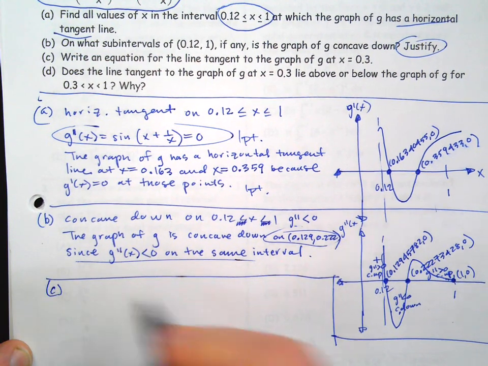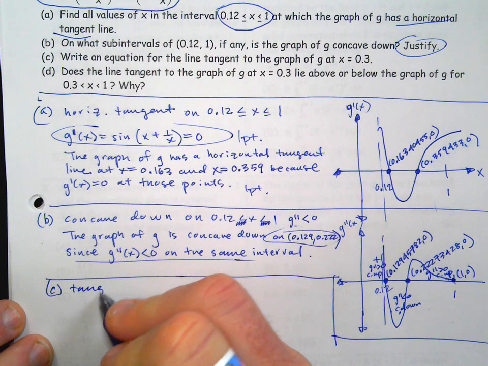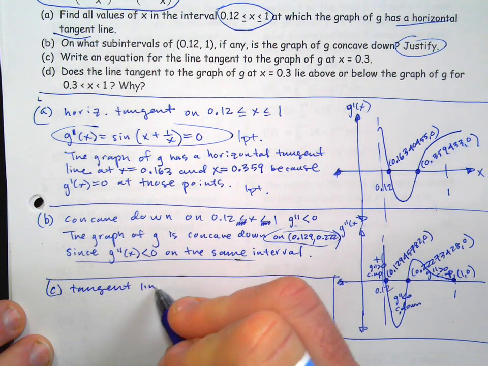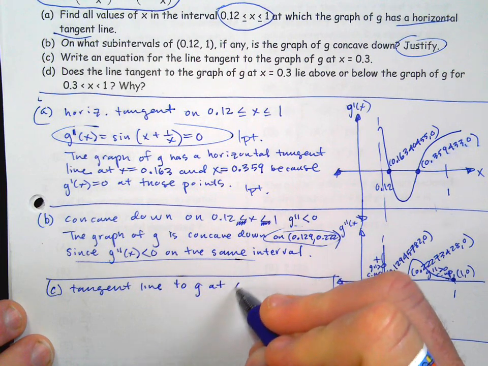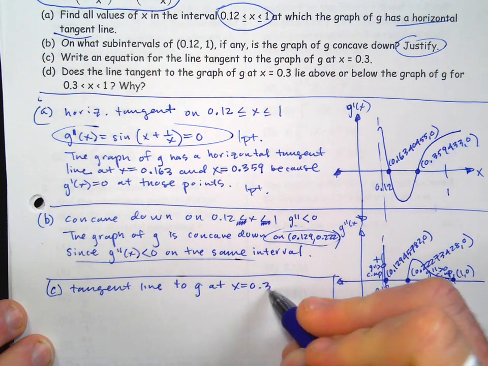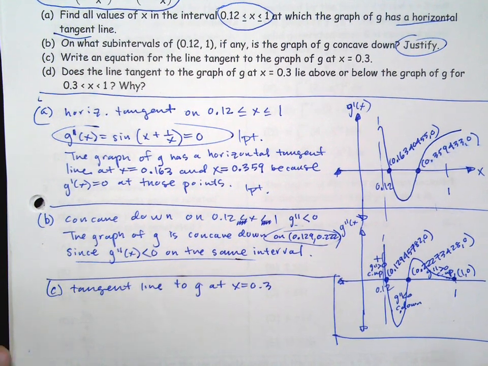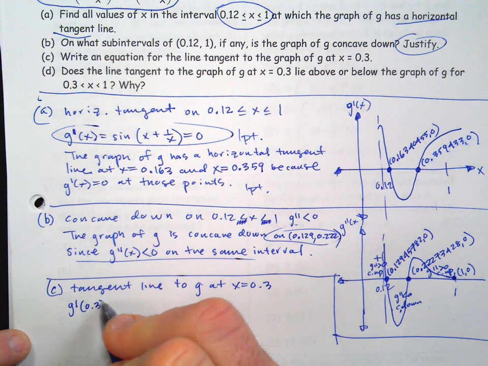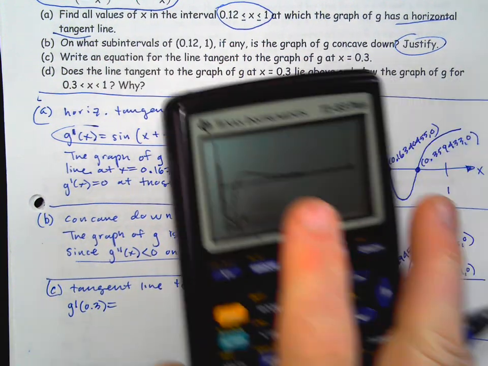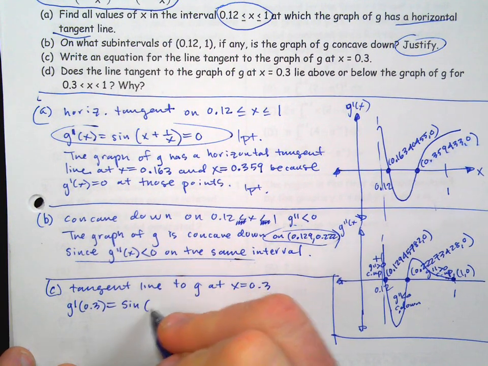C, write an equation for the tangent line to the graph of g. So we want the equation of a tangent line to g at x equals 0.3. So we need a couple things. We need a point and a slope. Now the slope I think is pretty easy because we're going to plug 0.3 into our derivative, or you could even write it out and then type it in.